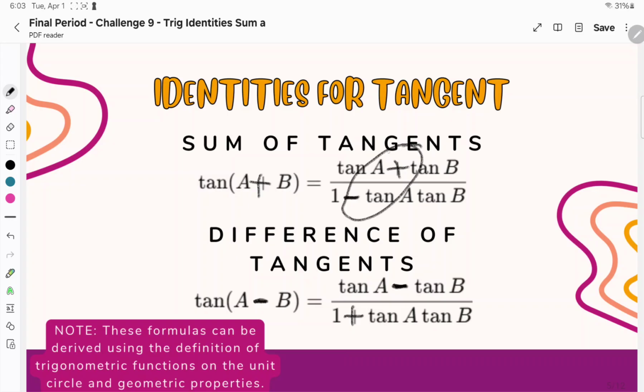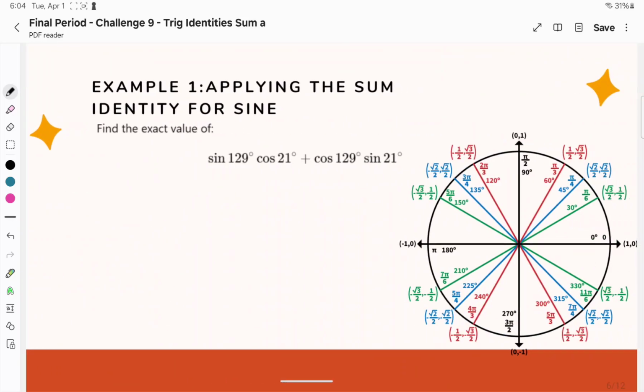So the signs change, okay, but in essence it's almost the same. Almost the same in the sense that the terms are the same, and we have also a quotient in both of them. Now you might be wondering, how are we gonna use this? Okay, we have our first example here.